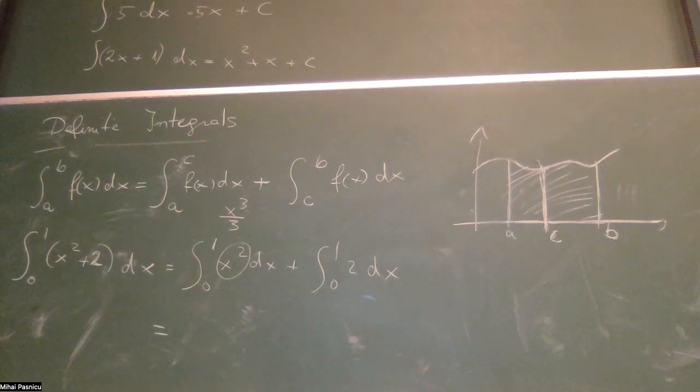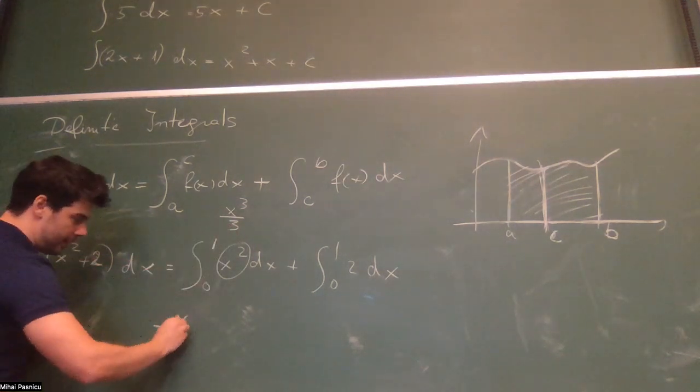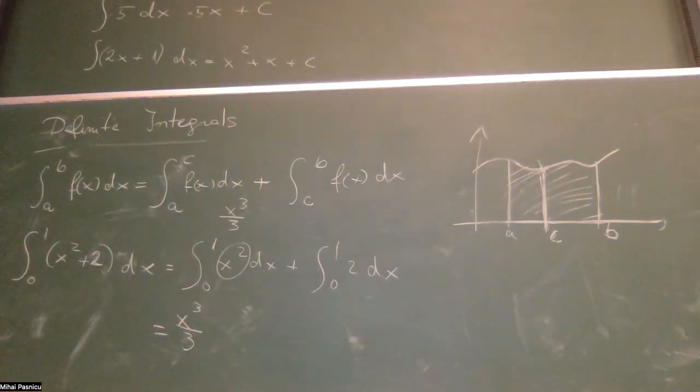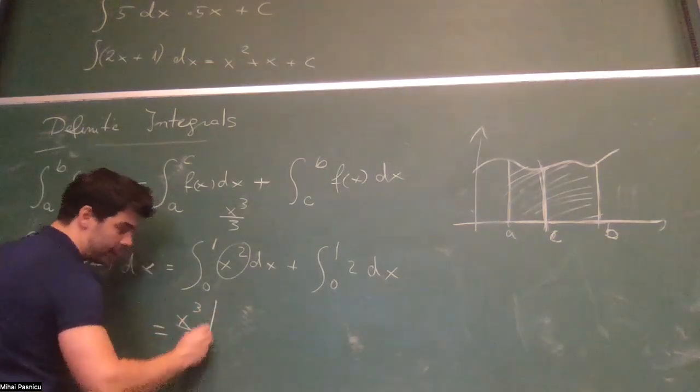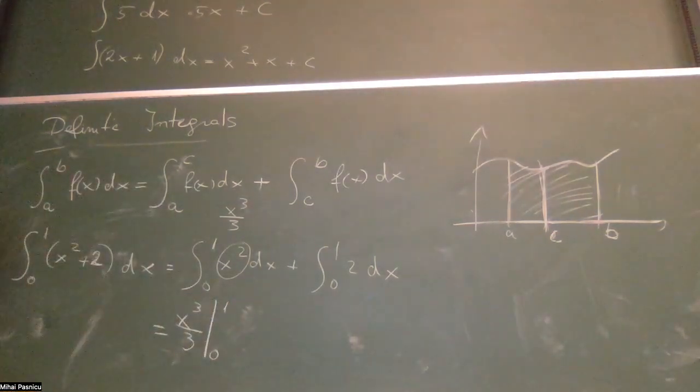And I told you when you're doing definite integrals, do not write the constant. Okay, when definite, do not write the constant. So the notation is you write the primitive. So I write x to the third over 3. And I say I'm gonna integrate it, so just a line from 0 to 1.